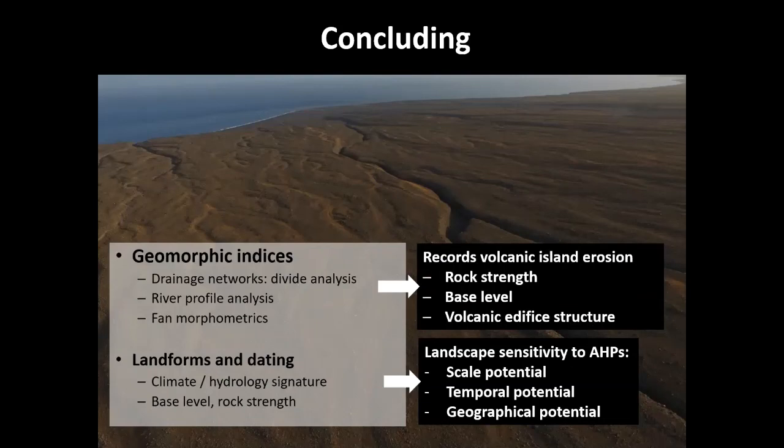About the alluvial fans and the dating, we can say that these two islands, at least, have a landscape sensitive to African humid periods. We have scale potential because we have huge, well-developed landforms. Since we have a pile of sediments with a lot of thickness, we think we have good temporal potential. And since they are close to Africa and the Sahara, they have geographical potential to continue this research. And that's all.